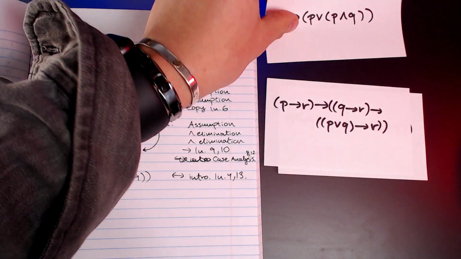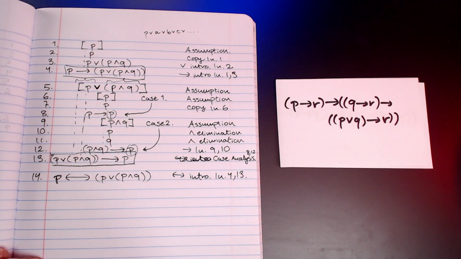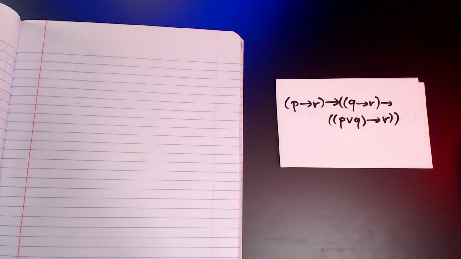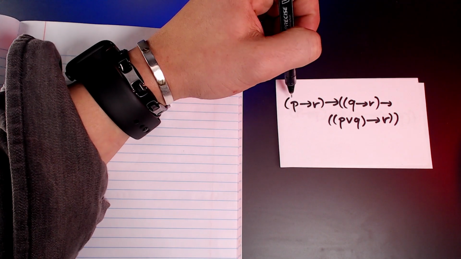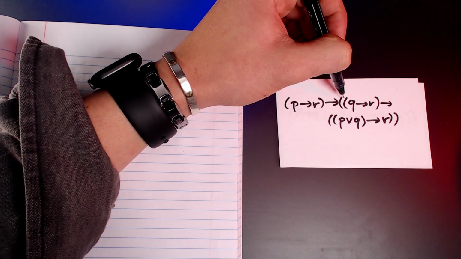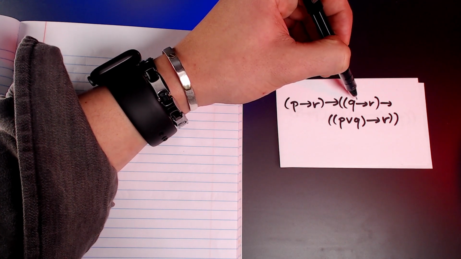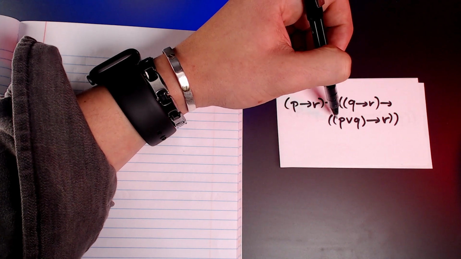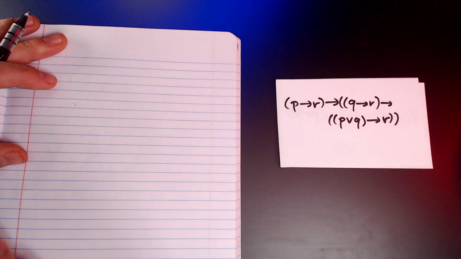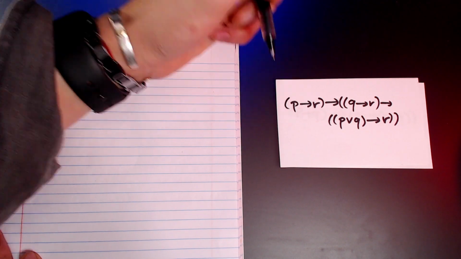Now, let's move on to the next one and see what we have here. This one looks tricky. There's a lot going on here. So we have if P implies R is true, then this whole statement would be true, which is that if Q implies R, then it would follow that P or Q would imply R. There's a lot of conditionals there, so it's going to get us used to how to prove these conditionals.